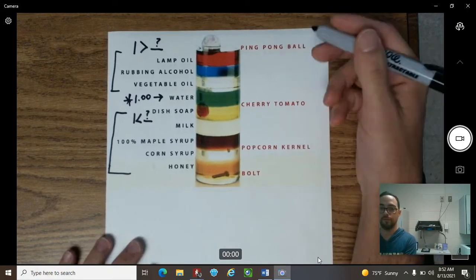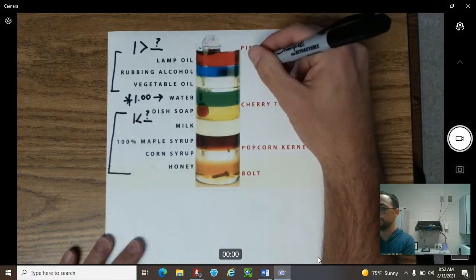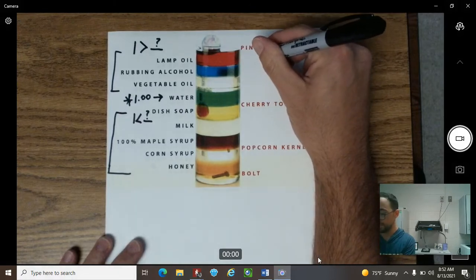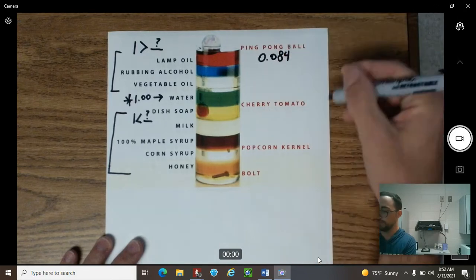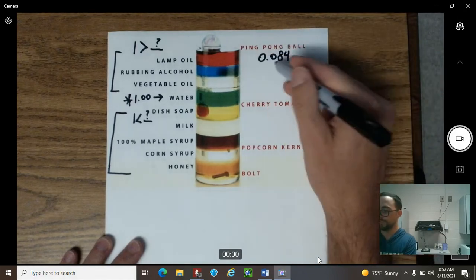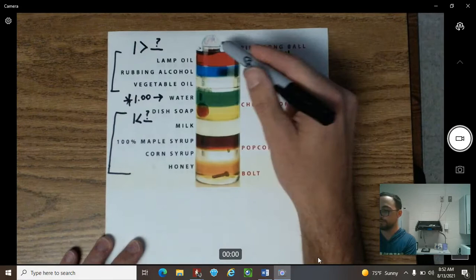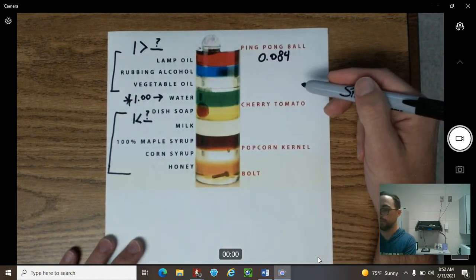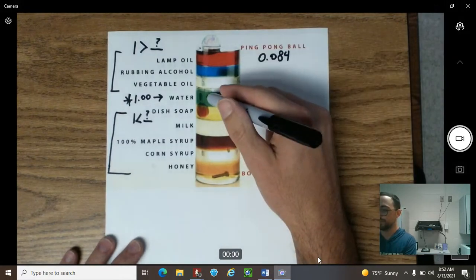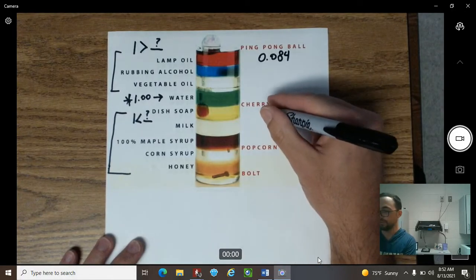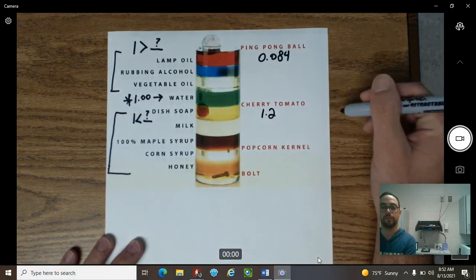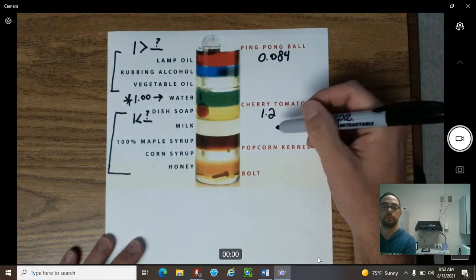So examples of this would be, I actually looked up because I was curious, the density of a ping pong ball, the average density is 0.084, okay? Well, that's less than 1, which is why it's up there at the top, okay? Then if you're looking at cherry tomato, well, that's below water, so it's got to be greater than 1. I didn't look this one up, but I'm just going to take a random guess. Let's say it's at like 1.2.